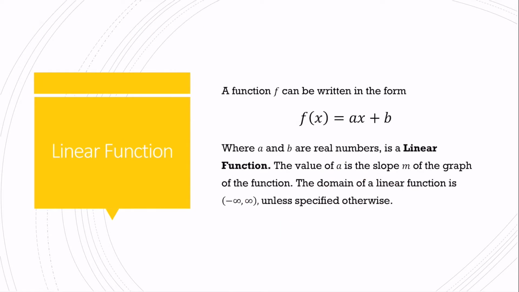So here's our basic linear function, like y equals mx plus b, where m and b are real numbers. This is a linear function. m is our slope, b is our y-intercept, and the domain, that means all possible x values that this function can take on, is always going to go from negative infinity to positive infinity unless it's specified otherwise.